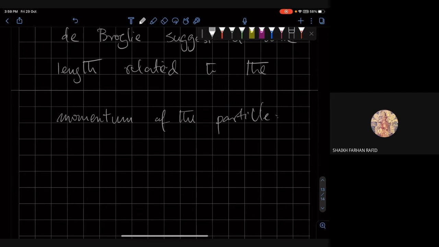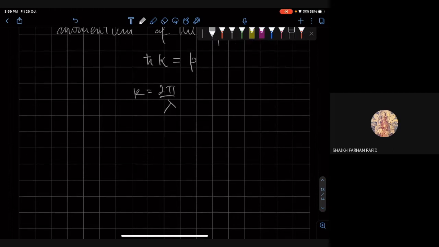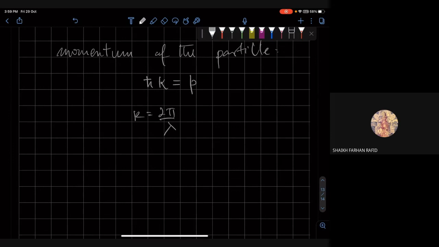Okay, and it's given by h bar k is p, where k is 2 pi by lambda. So this is called the de Broglie wavelength.